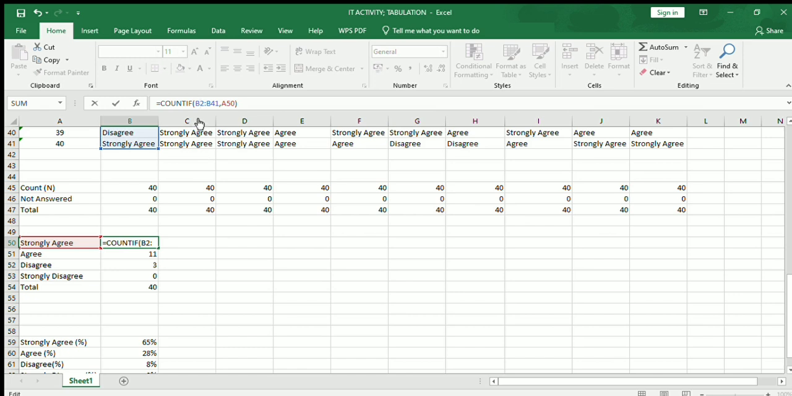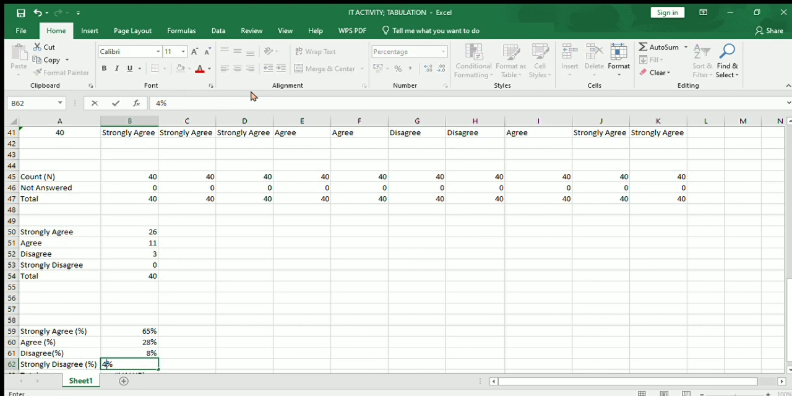To make the value constant, you will put a dollar sign between the numbers and letters, and before the letter you will put also a dollar sign to make the value constant.